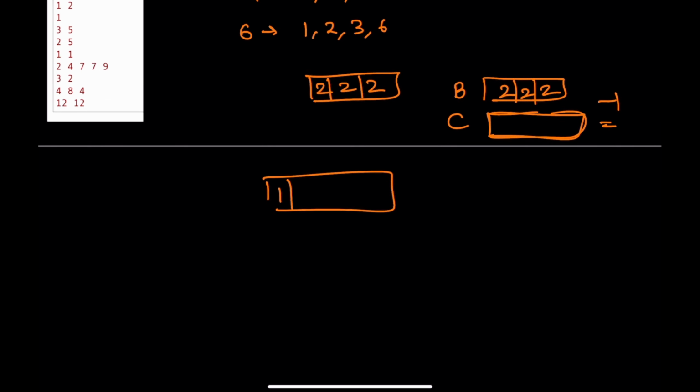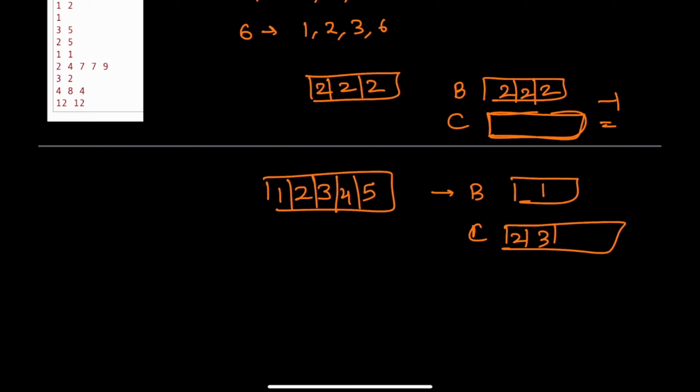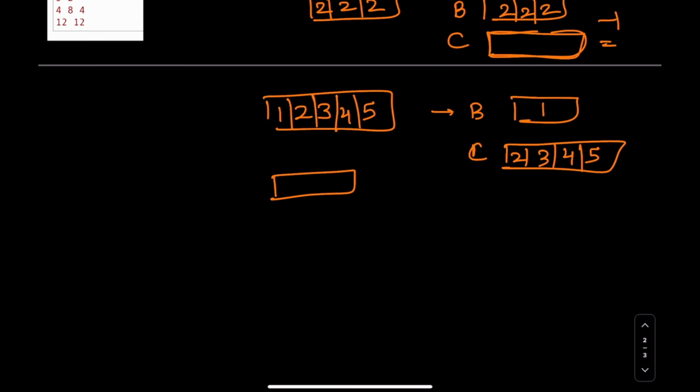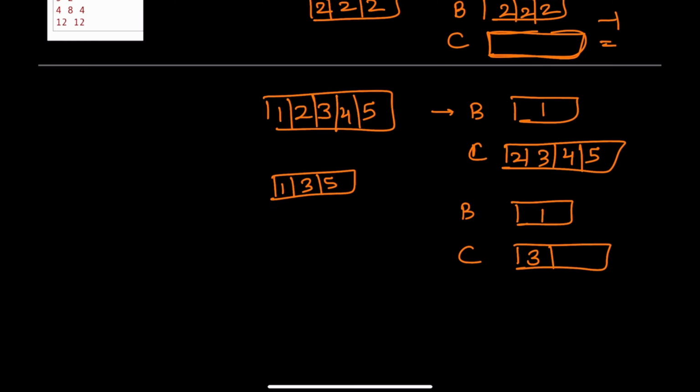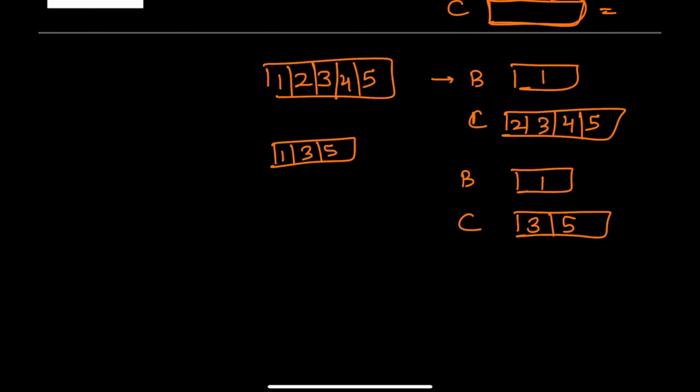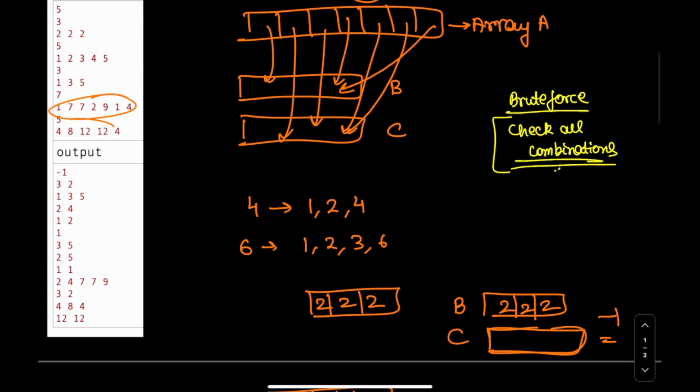Then we can have 1, 2, 3, 4 and 5. So we can have B as 1, and in C we can push all the other elements. Similarly for the third test case, 1, 3 and 5, we can have 1 in B and 3 and 5 in the C array. Similarly for these. Now in the fourth test case, we need to sort first because 1 can come any number of times. So we will first sort the array in order to get the smallest element and its frequency, and we will then push them.